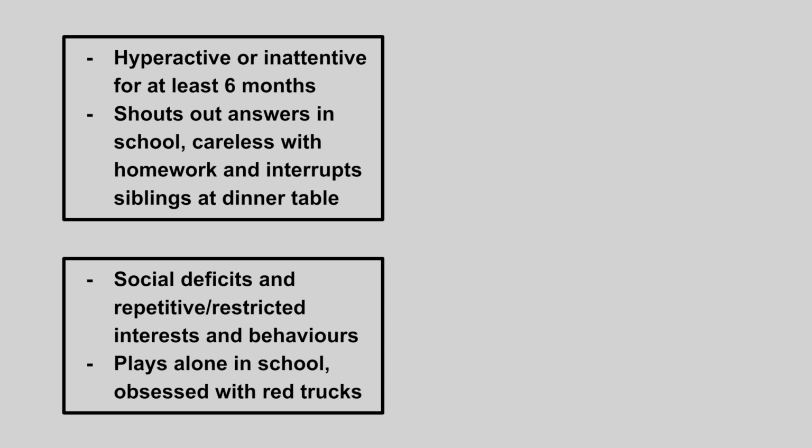Next, we have a patient who's hyperactive or inattentive for at least 6 months, shouts out answers in school, careless with homework, and interrupts siblings at the dinner table. This is ADHD. Remember, you need to have either hyperactive or inattentive symptoms for at least 6 months in at least 2 different settings, for example, school and at home.